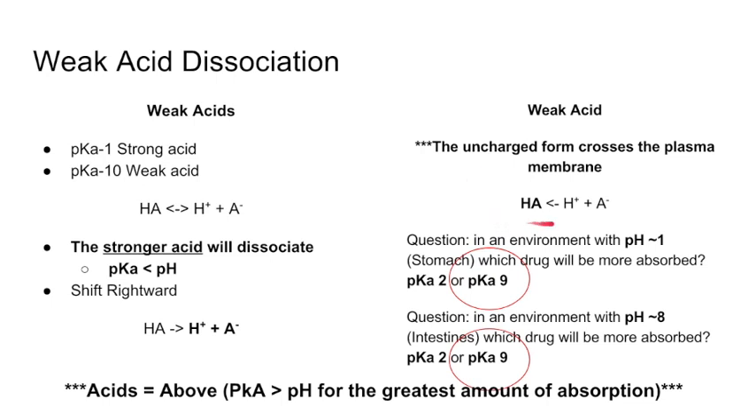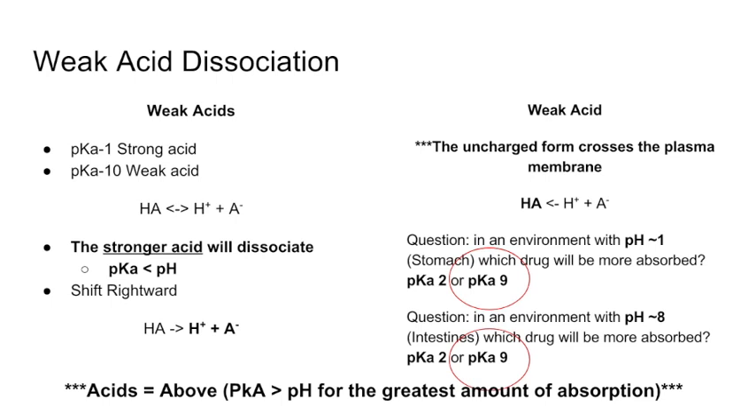So what we're actually trying to do is make sure that we have a left shift in our equilibrium. To do that, we want to have a weak acid. That's why all of these drugs are weak acids or weak bases, which we'll talk about next. We want the acid to be in an environment that has a lower pH than the drug, therefore forcing it to be in its non-dissociated form so then it can cross the plasma membrane.